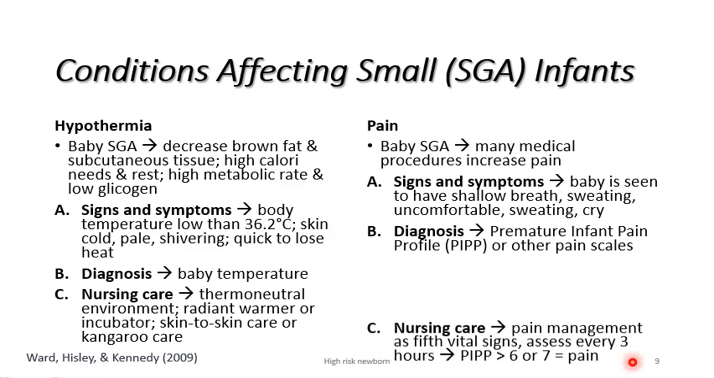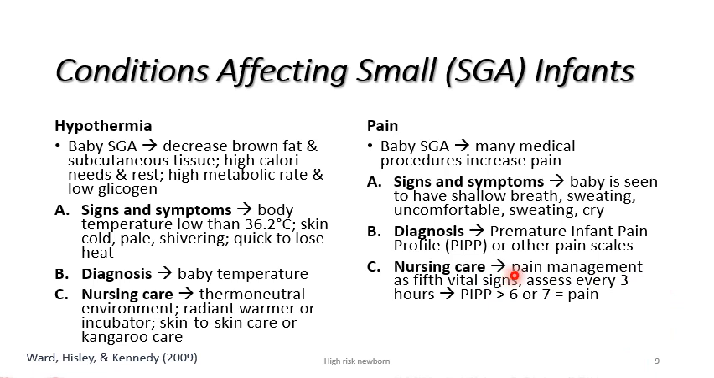I'll explain in the next slide. And what we can do as a nurse is assess the pain as the 5th vital sign, every 3 hours, and if the score is more than 6, it means the baby has the potential to have pain.